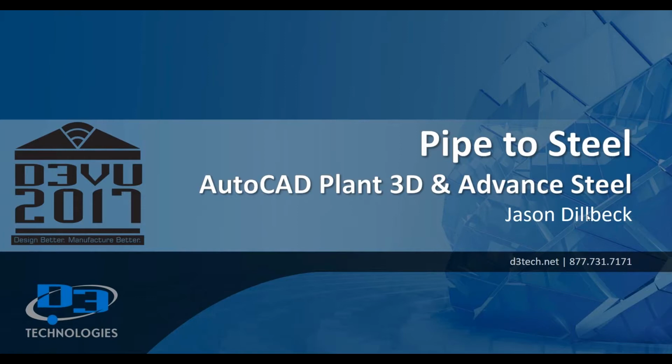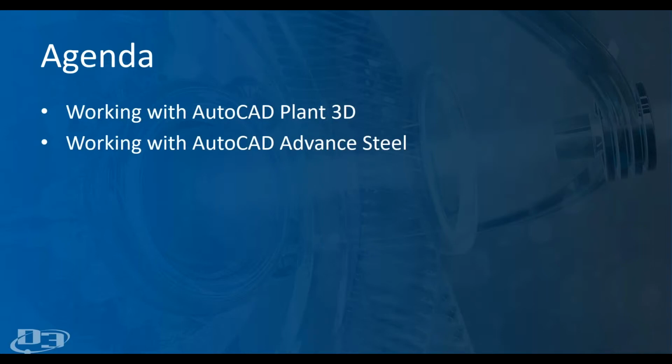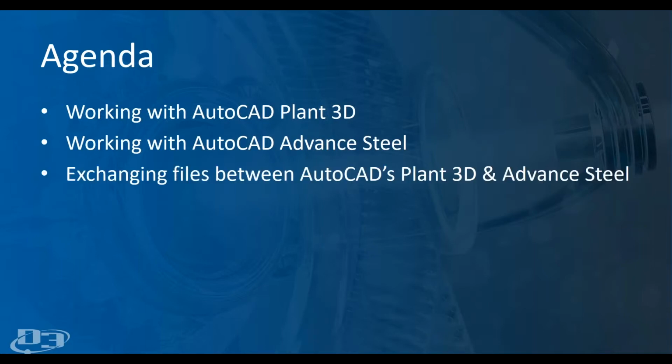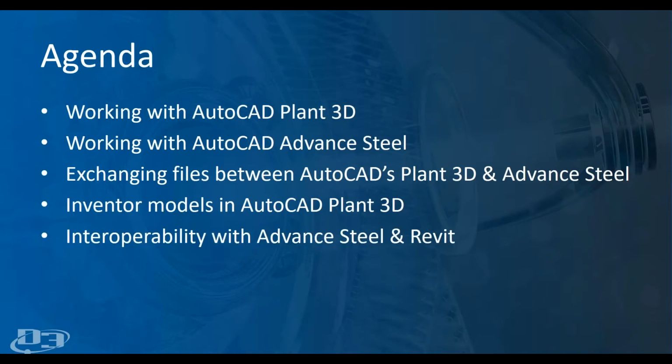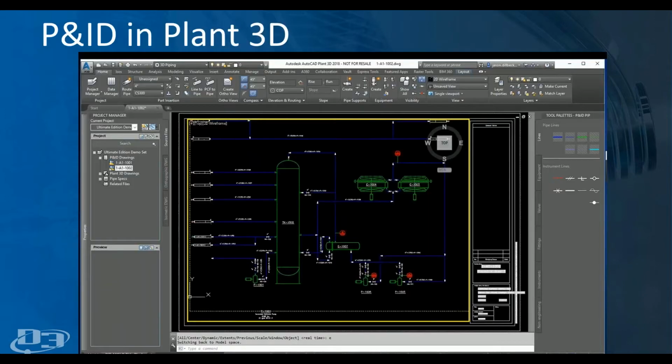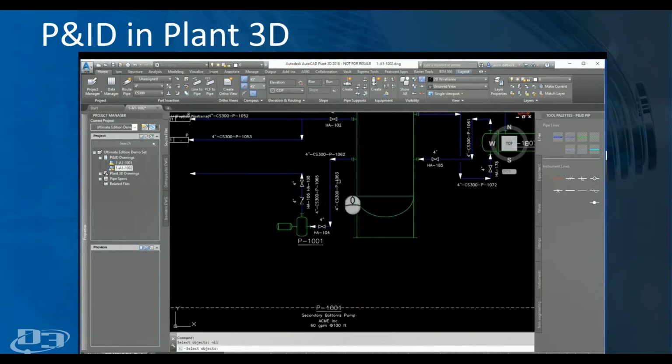Hello, everyone. Yes, I'm excited to present to you the pipe to steel working with AutoCAD's Plant 3D and Advanced Steel products. Let's take a look at the topics that we'll cover today. We'll start with the workflow with AutoCAD Plant 3D and Advanced Steel. Then we'll take a look at exchanging information between them. Also, I'll look at how to bring an Inventor model into our Plant 3D environment, as well as the interoperability with Advanced Steel and Revit.